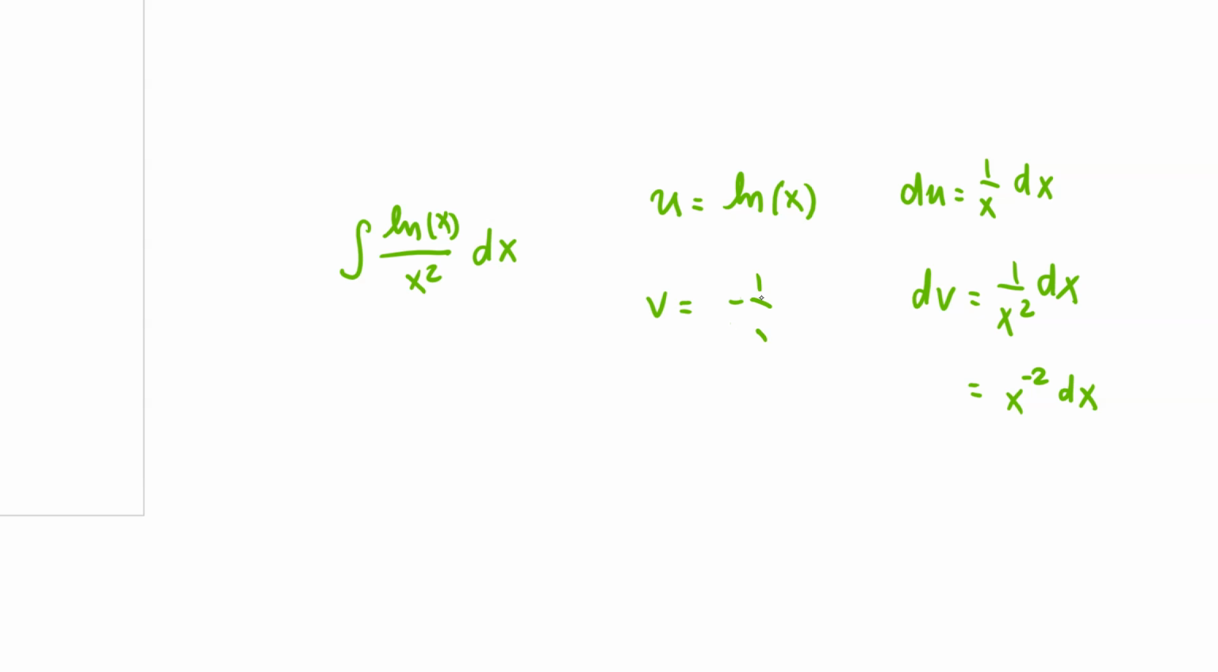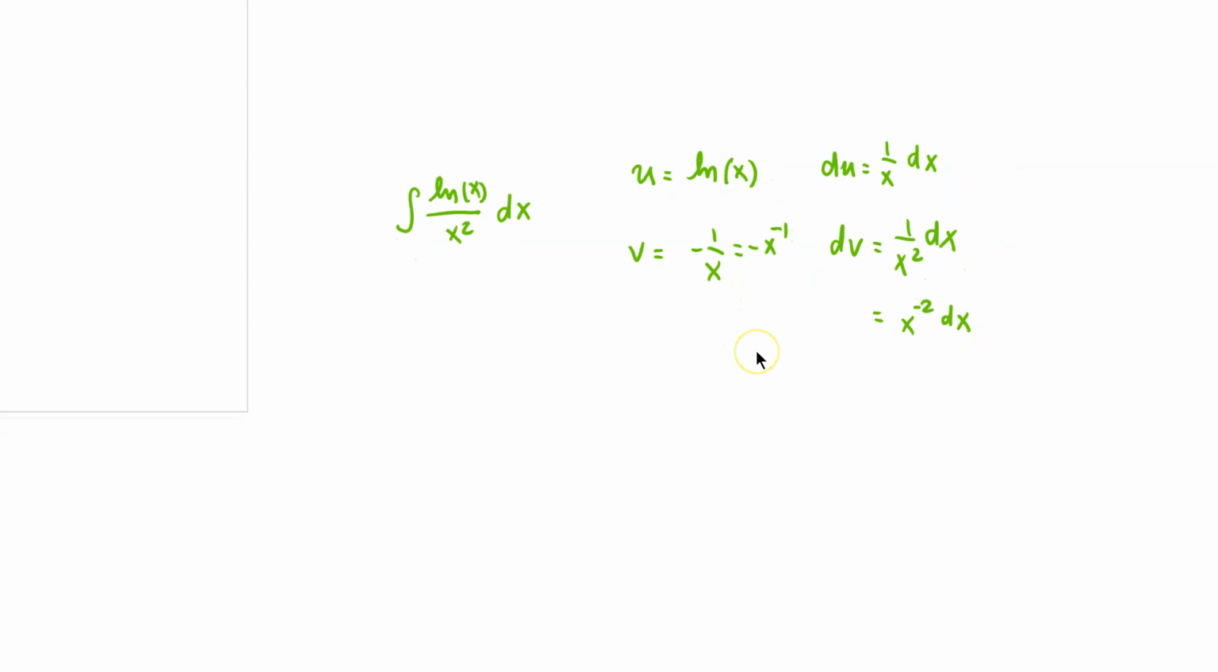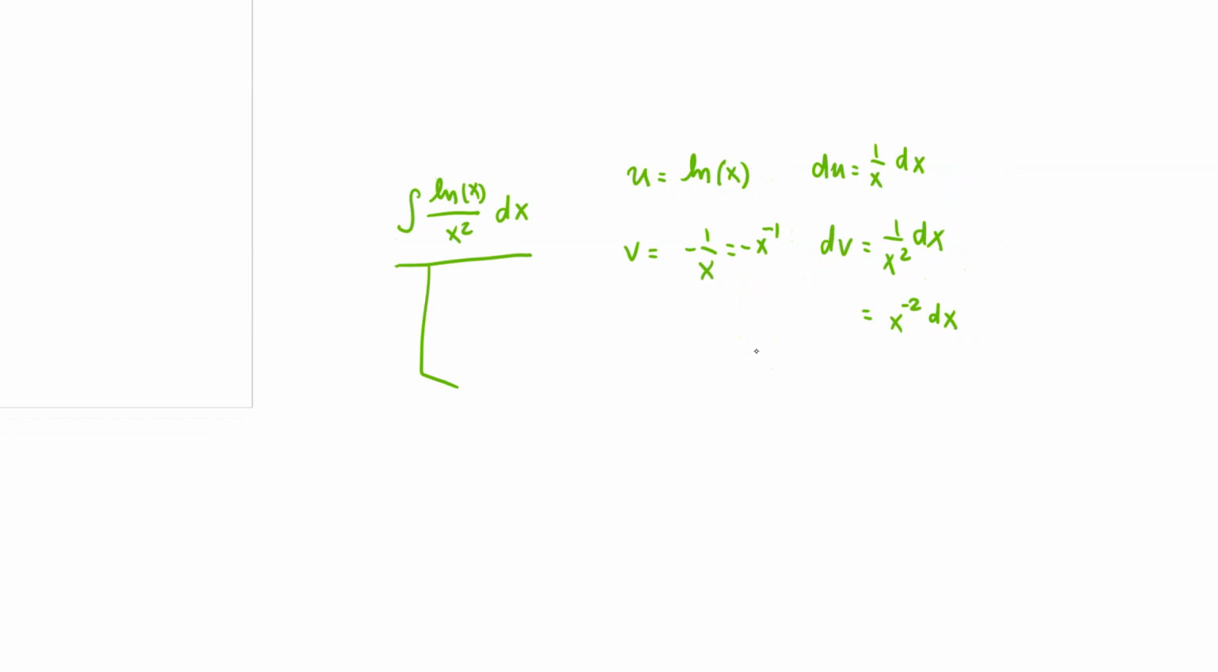Negative 1 over x. And this makes sense because if I take the derivative of negative 1 over x, let me write this, negative of x to the negative 1, the derivative of this guy is going to be x to the negative 2, so this is going to be my v. So now this integral is going to equal u times v, which is log of x times negative 1 over x, minus the integral of v du, which is going to be, let's see, negative 1 over x times 1 over x dx.